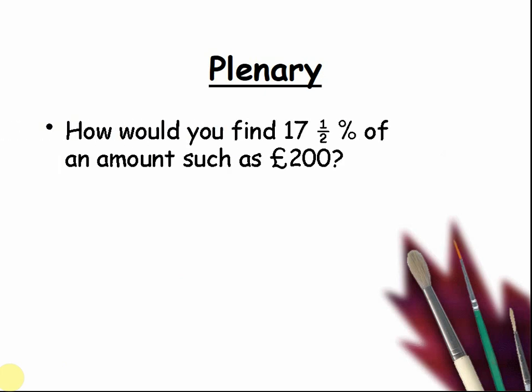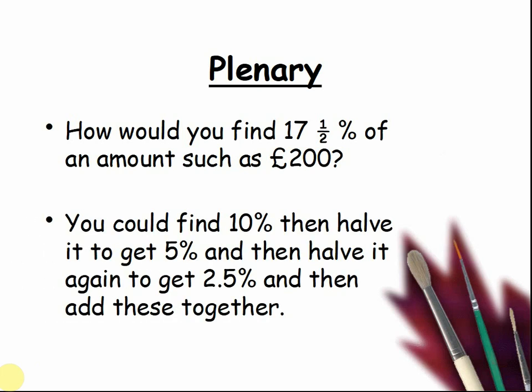Plenary. How would you find 17.5% of an amount such as £200? Pause the video and discuss how you do it. You could find 10%, then halve it to get 5%, and then halve it again to get 2.5%, and then add these together.